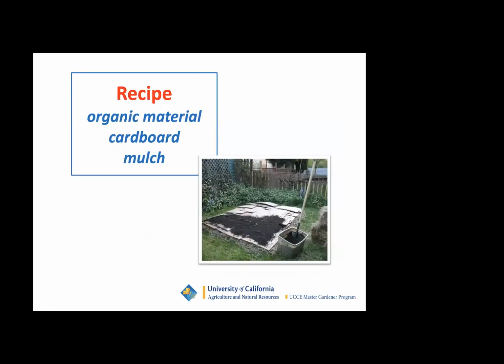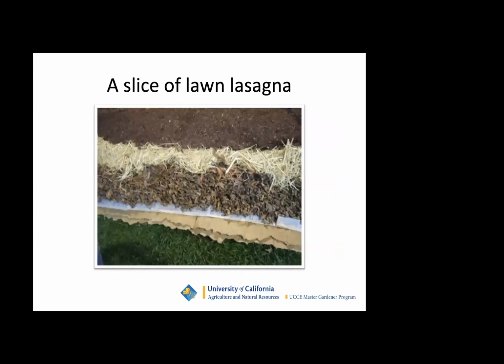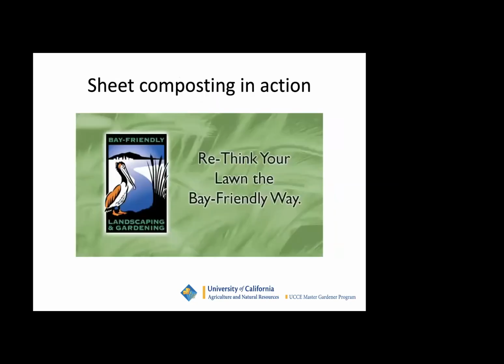So the recipe for sheet composting is organic material, usually some compost or any other material, some cardboard and mulch. And you can see how it's just layered up there. Somebody in this photo perhaps wants to just do a little planted area within this lawn, and so they're just sheet composting that particular area. And there is a slice of yummy lawn lasagna. So you can see how it's layered up. And I have a short video that shows this process in action. So I'm going to play that now.